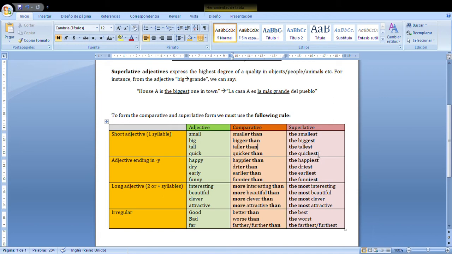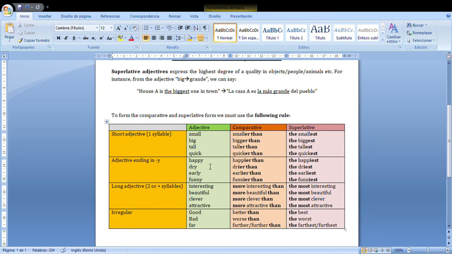For example, I don't know, Jan is the tallest boy in class, or we could say Aitor is taller than Pau, for example. Then, second case is an adjective ending in Y. Happy, dry, early, or funny.